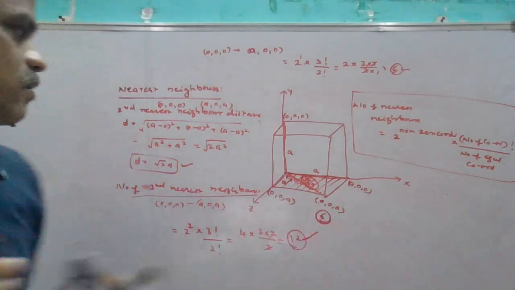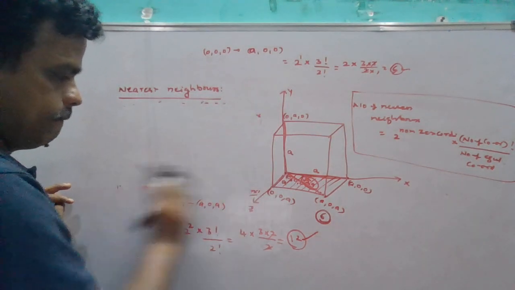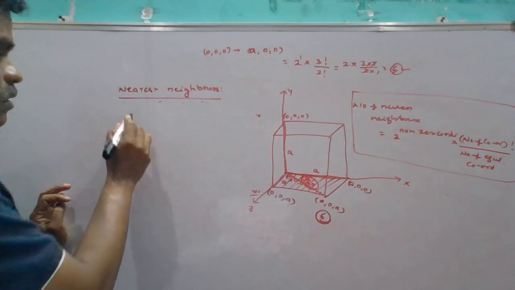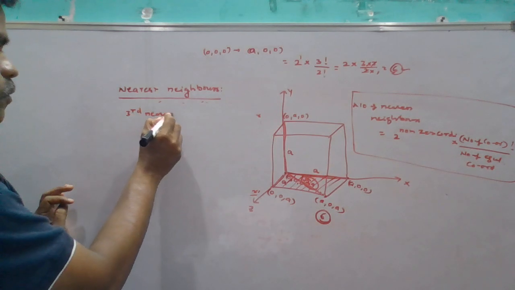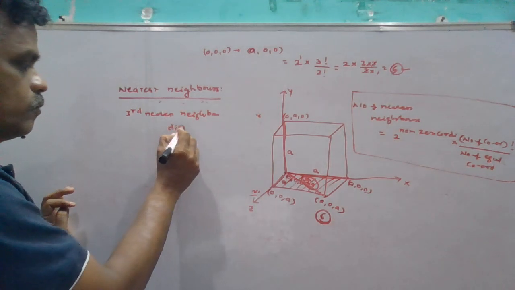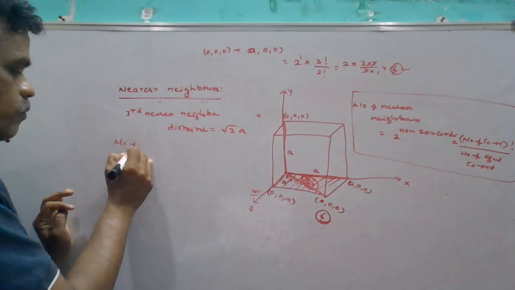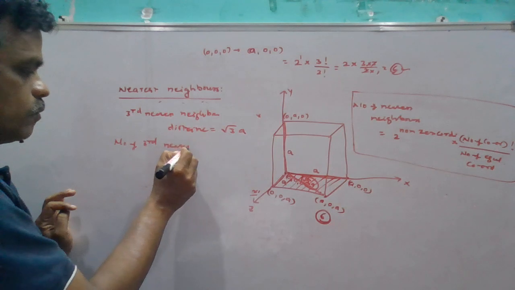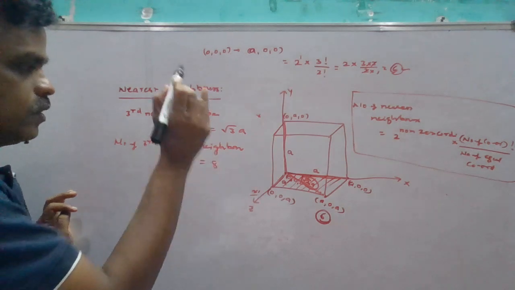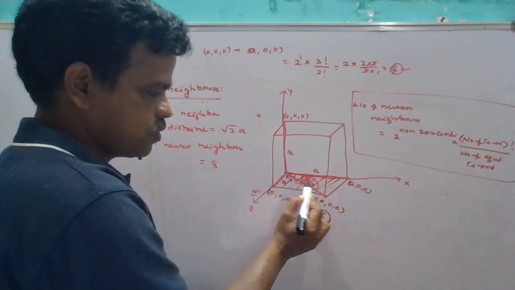Like this we can calculate the third nearest neighbors. The third nearest neighbor distance equals root 3 A, and the number of third nearest neighbors will be 8. So see, I want to discuss root 3 A. This is the first nearest neighbor, 0 0 0 to A 0 0.